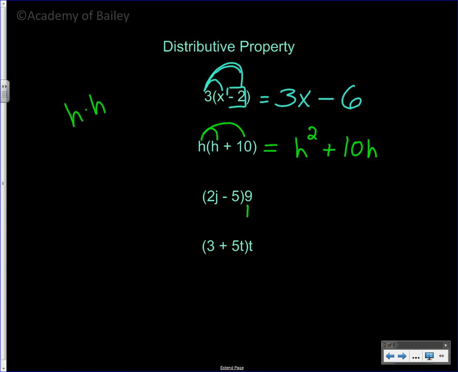Now, if you look here at the third example, that 9 is on the right side when typically the h and the 3 were on the left side. But just because that 9 is on the right side, you still do distributive property the same way. The 9 gets put with everything inside. So 9 times 2j, well 9 times 2 is 18j. And then 9 times -5. You got to pay attention to the sign that's in front of it. 9 times -5, negative times a positive is a negative, and 5 times 9 is 45.